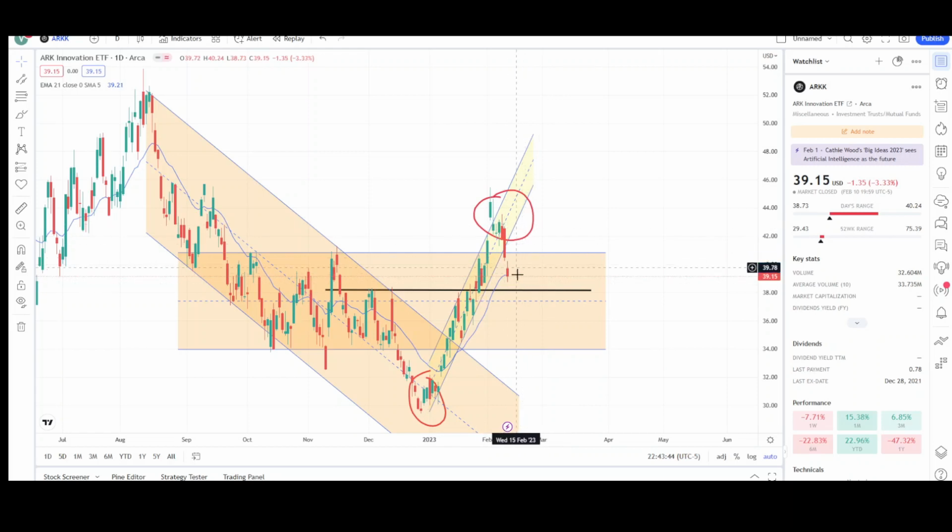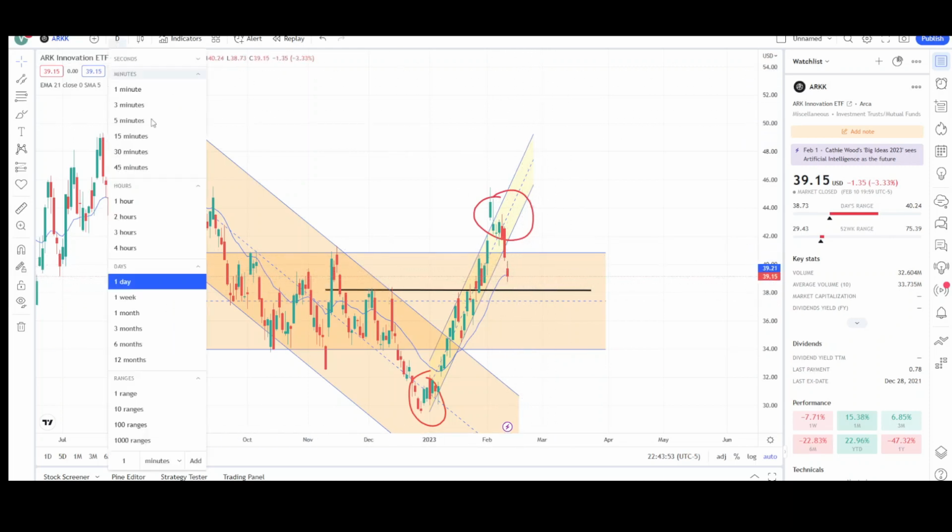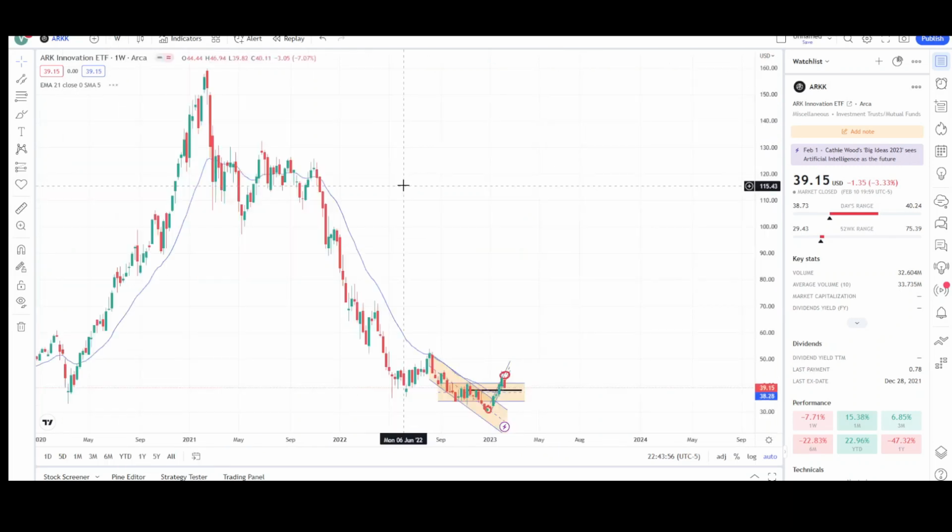I don't think so. I think we're near support now, so we should see a bounce, or at least maybe some consolidation before the market wants to make up its mind. So that's all I have on the daily chart. Let's go over the weekly chart.